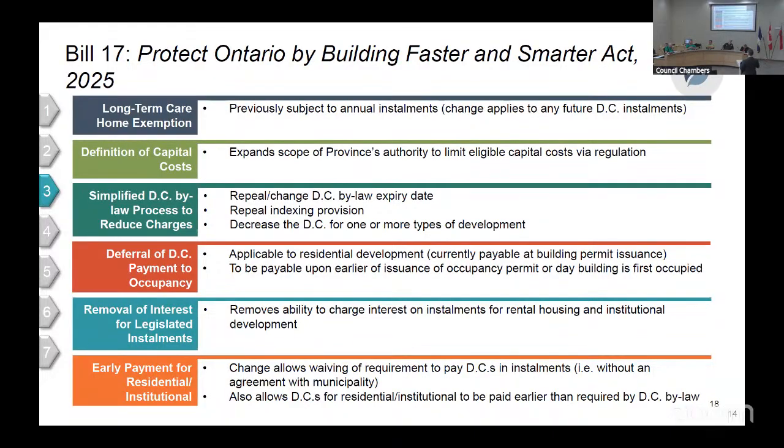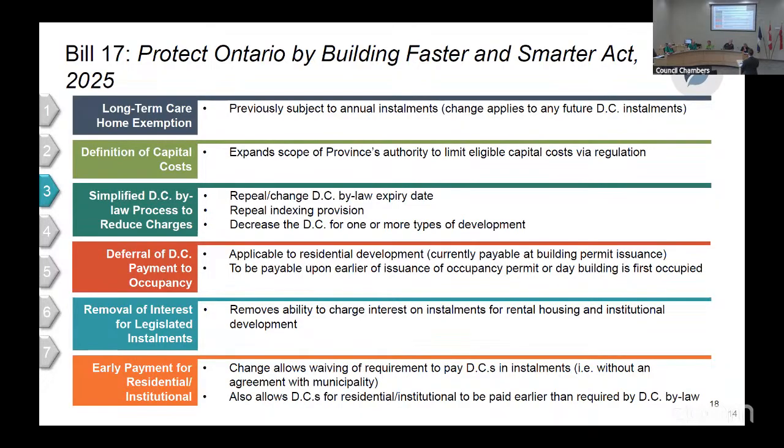And so if the developers want to, they can pay at the time of occupancy. What typically has been happening is municipalities now require occupancy permits. So before you get your occupancy permit, you would pay your development charge at that time rather than at the time of building permit. So really it's a delay of cash flow for the municipality. We used to be able to charge interest on installment payments for rental housing and institutional development. We can't charge interest anymore.